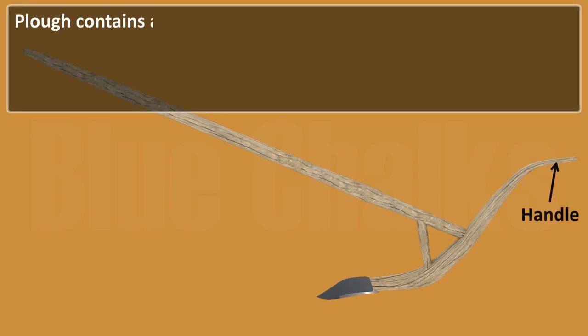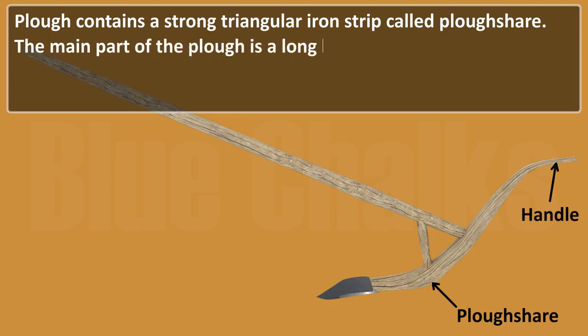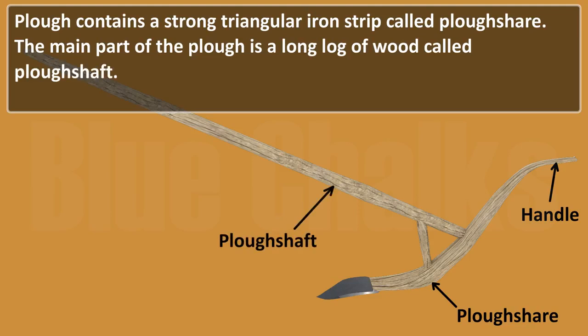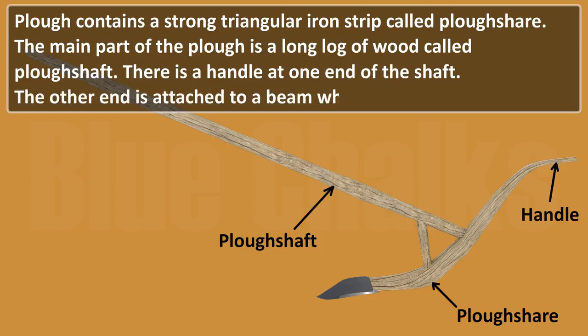Plow contains a strong triangular iron strip called plowshare. The main part of the plow is a long log of wood called plow shaft. There is a handle at one end of the shaft. The other end is attached to a beam which is placed on a bull's neck.